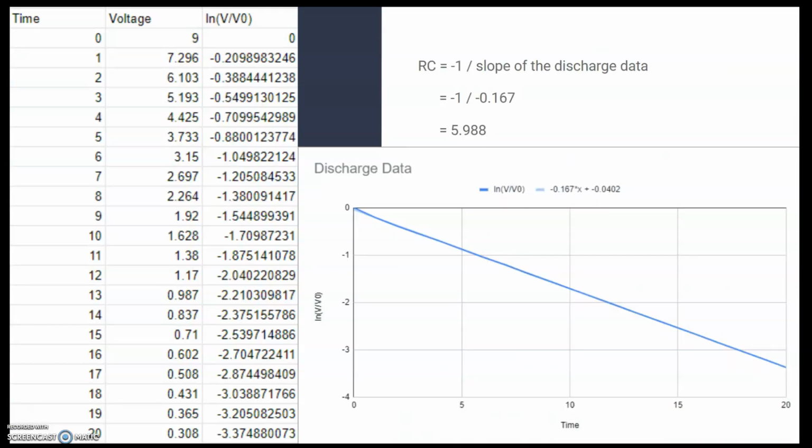As you can see, when plotting the ln graph, it forms a straight line, which we can use to calculate the RC, which is negative 1 over the slope of the discharge rate. So negative 1 over negative 0.167 equals 5.988.